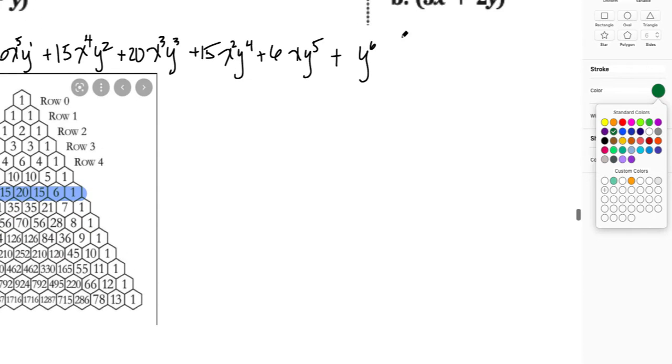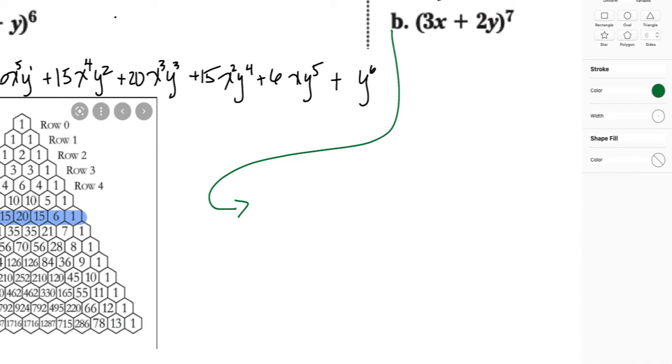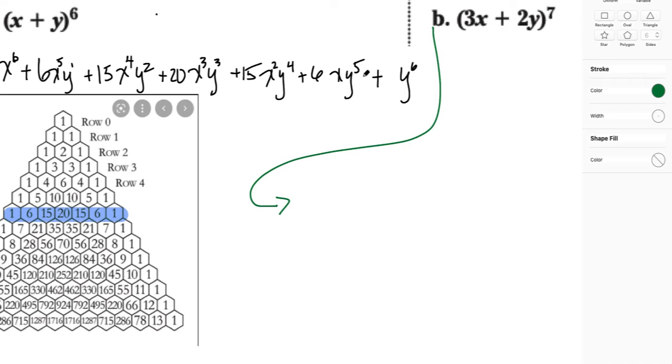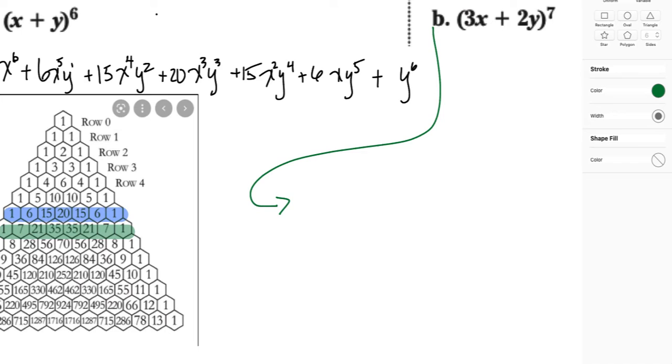All right, I'm moving over here to this example. Let me see if I can start it over here. So this is going to be a little bit different. First of all, we are over on the 7th row because we're raising it to the 7th power. And so let's highlight that 7th row a beautiful green color. So that's to keep us focused. And then the next thing we're going to do is bring the coefficients in.